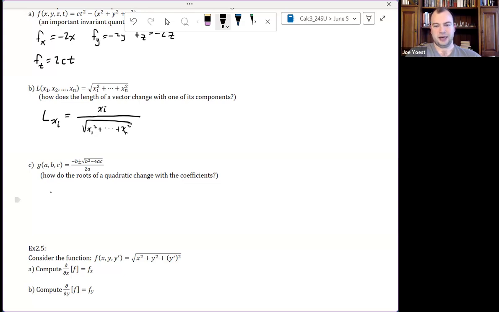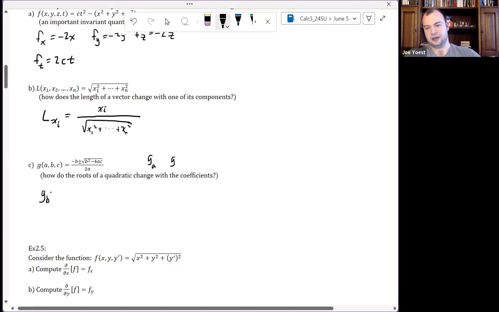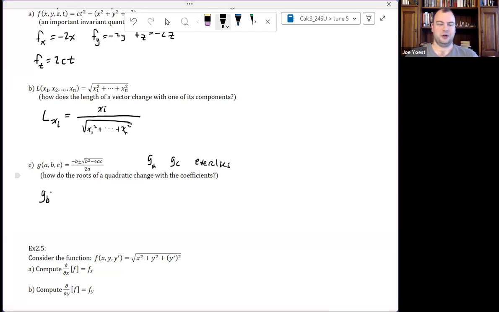I'm going to take a look at maybe g sub b here, and I'll leave g sub a and g sub c as exercises. These aren't the prettiest formulas, so don't expect that you're going to get a whole bunch of cancellation or that you're going to get a super simple looking answer. These aren't super pretty formulas.